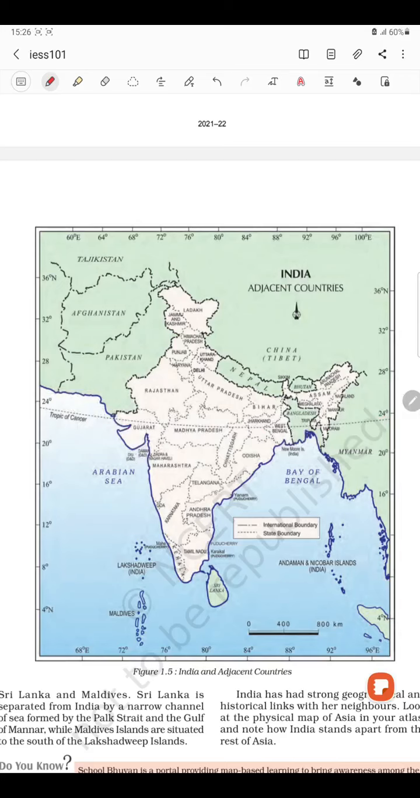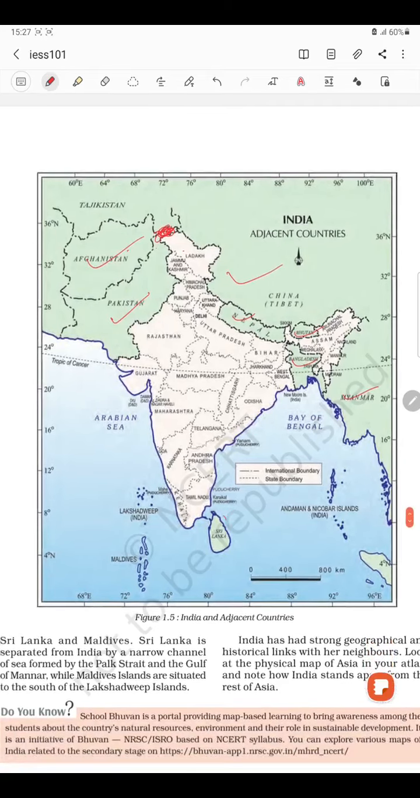Now come to the neighboring countries of India. First of all, this one is Pakistan, our neighbor country. Nepal is a neighbor country. China is a neighbor country. Bangladesh is a neighbor country. Bhutan is a neighbor country. Myanmar is a neighbor country. Afghanistan is a neighbor country, but this area is disputed. So we can't exactly say whether Afghanistan shares a boundary with India or not, because this is a disputed area.